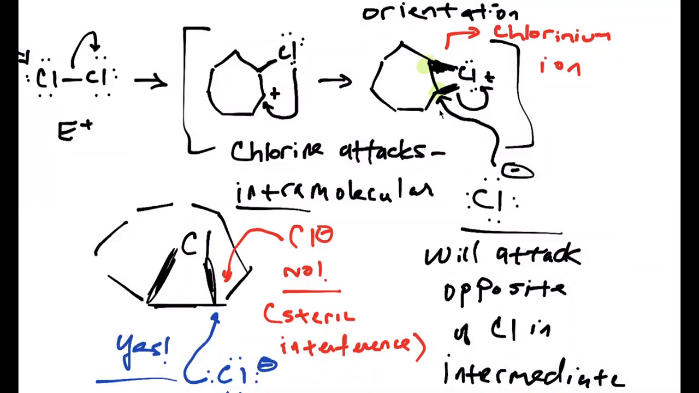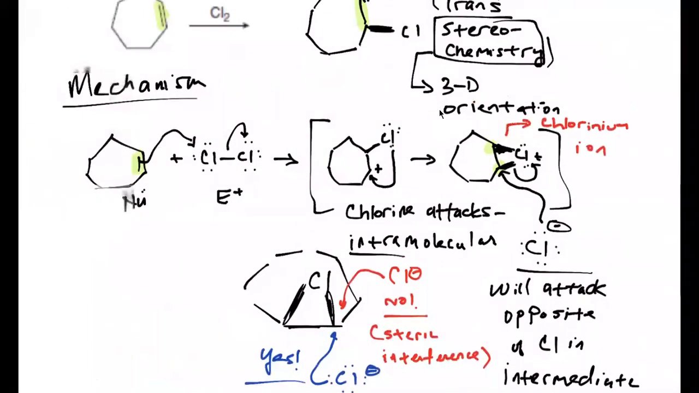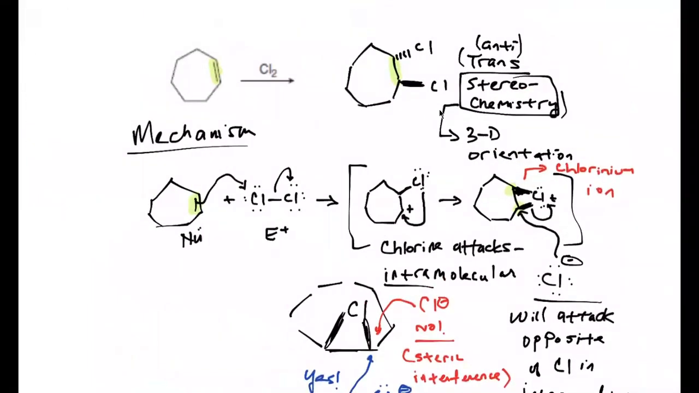Okay, and then when you draw it, you have to draw those dashed lines since it's opposite. That's why you see in the product a dash and a wedge. So here with the other chlorine, I should have drawn that the opposite. Let me change that because I wanted to be accurate based on the mechanism. All right. Any other questions about that?